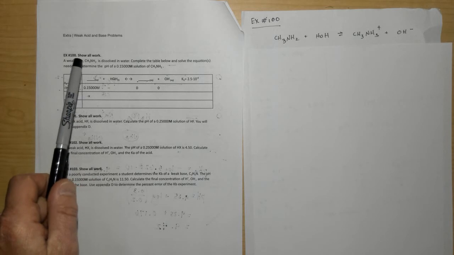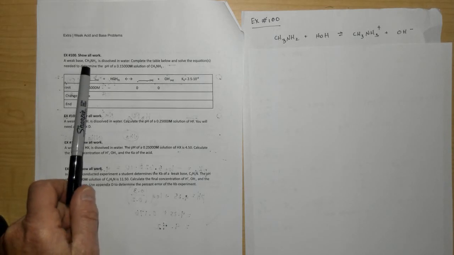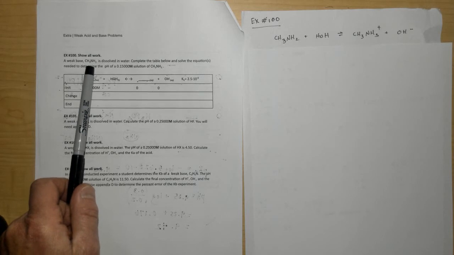Okay, so this is some extra weak acid and base problems. Example problem number 100. A weak base, methylamine, that's what this is called, is dissolved in water. Complete the table below and solve the equations needed to determine the pH of a 0.15 molar solution.